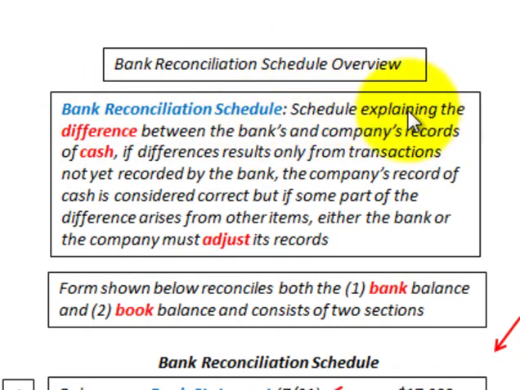So what is this bank reconciliation schedule? Well, it's a schedule explaining the difference between the bank's and the company's records of cash. If differences result only from transactions not yet recorded by the bank, the company's records of cash is considered correct. But if some or part of the differences arise from other items, either the bank or the company must adjust the records. So we're going to be looking at a form shown below here which reconciles both the bank balance and the book balance of cash and consists of two sections that we'll look at here.